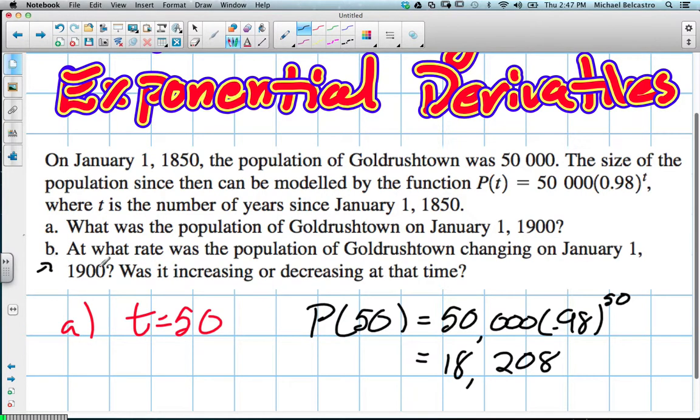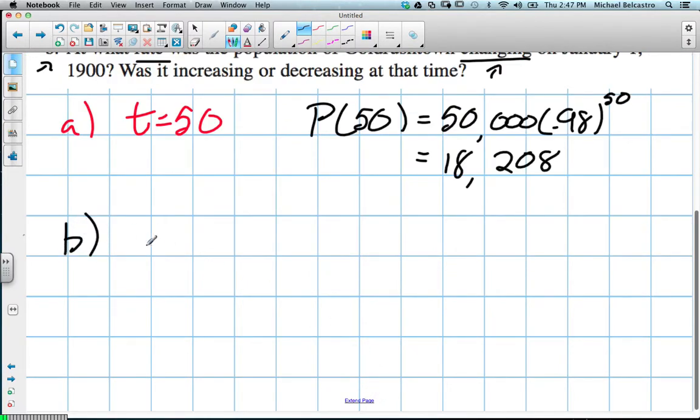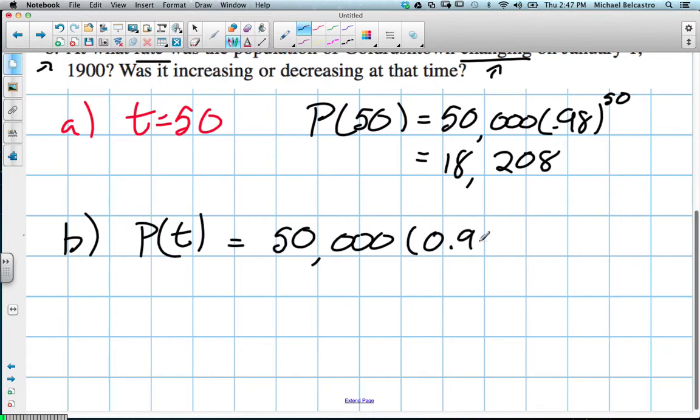Now, B asked us for what was the rate. At what rate was the population of Gold Rush Town changing? So the rate of change means we need to differentiate the function they originally gave us. So for question B, P at t, we'll rewrite the original, is 50,000 multiplied by 0.98 to the power of t.